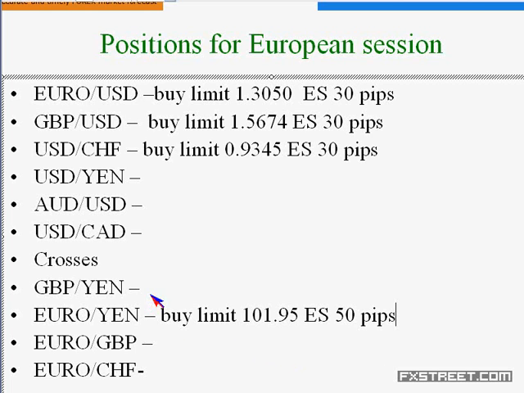Then in the case of GBP and yen, 122.34 is the low. They are just keeping it closer to that. So we'll keep a buy limit order with an entry stop of 50 pips.